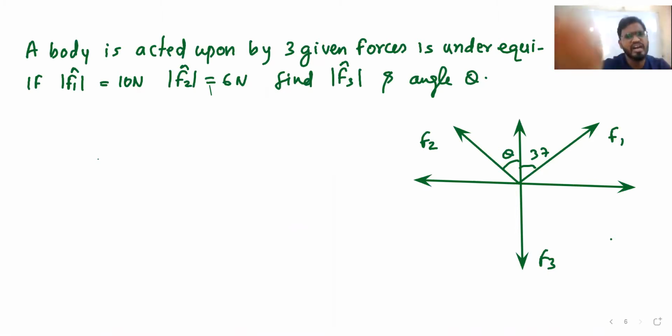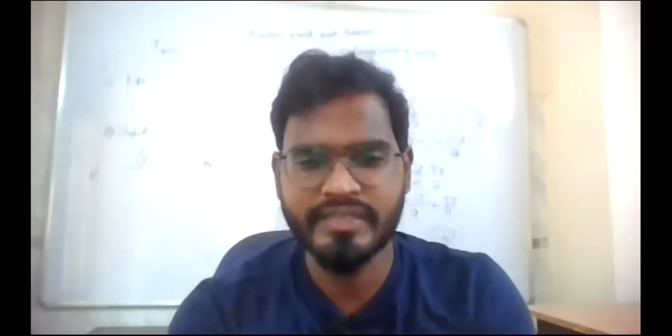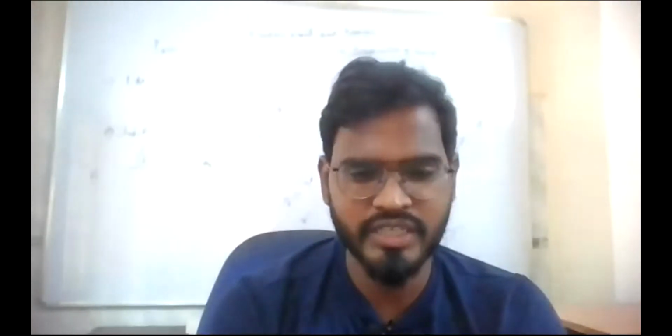Equilibrium comes in Newton's first law of motion. Equilibrium means the net force on the object is zero. Net force on the object is zero means the upward force and downward force are equal, and the left force and right force are equal.